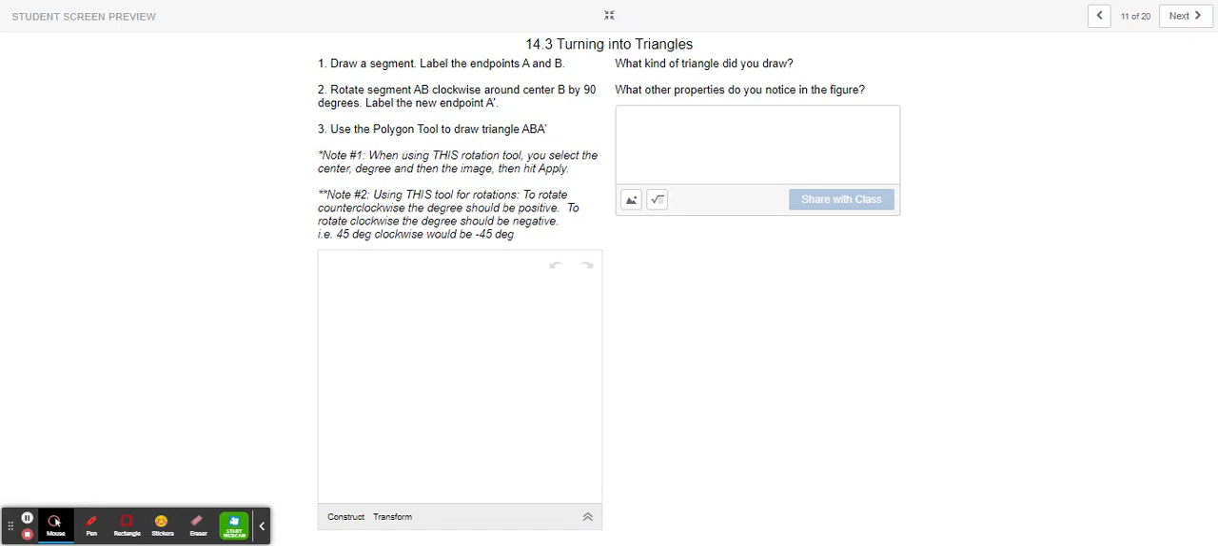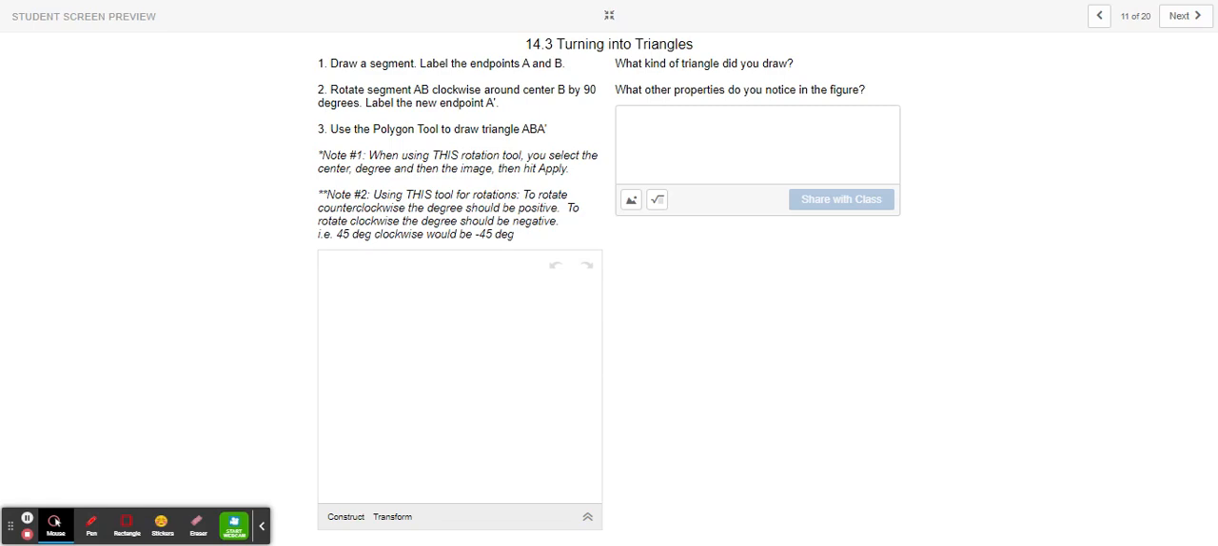There are 2 notes that are super important here. When we're using this rotation tool in Desmos, you do it in a different order. So you have to select the center, then you put in the degree, then the image, then you have to hit apply in order for it to actually do it.